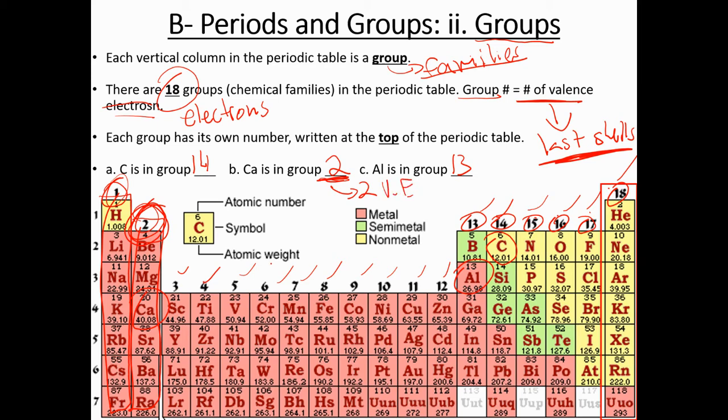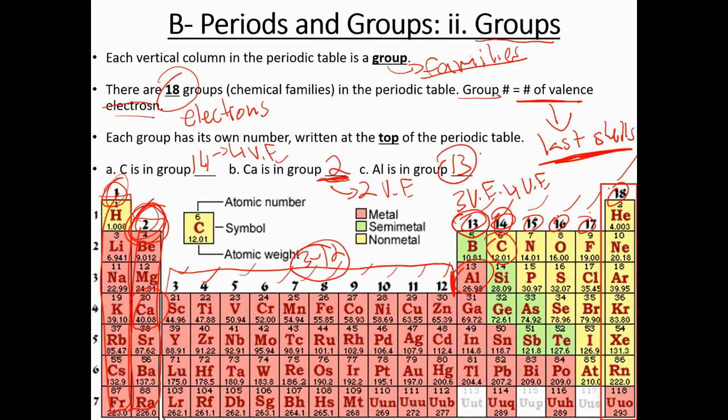Now, this rule doesn't really work for the elements in groups 3 to 12. These are an interesting bunch of elements called transition elements. They follow a bit of a different pattern, and we'll go over that later on. But the rule does continue if you go 13, 14, 15, 16, 17, 18. So something in group 13 would have three valence electrons. Something in group 14 would have four valence electrons. So, for example, carbon has four valence electrons. Aluminum has three valence electrons.